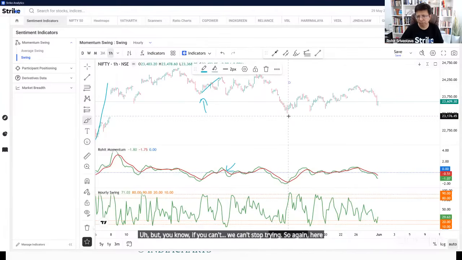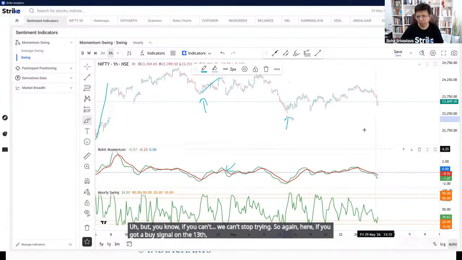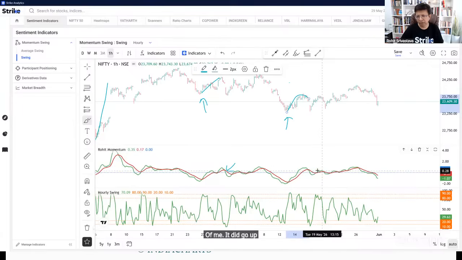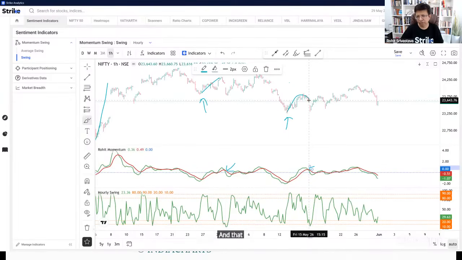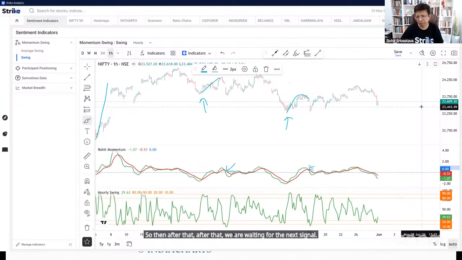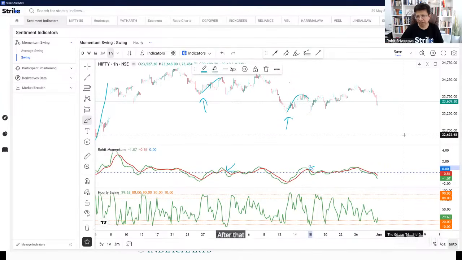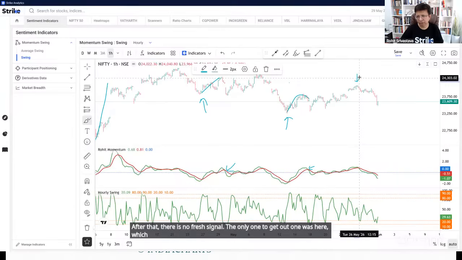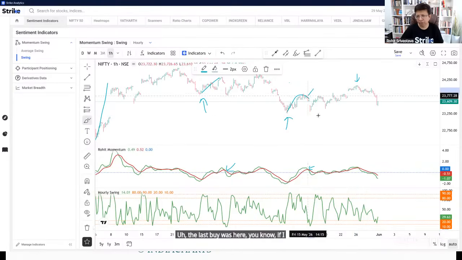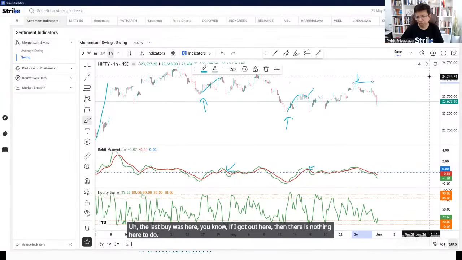So again, here, if you got a buy signal on the 13th of May, it did go up, but then it turned down. So it gave a sell signal here on the hourly, and that sort of gave up. So after that, we are waiting for the next signal. After that, there is no fresh signal. The only one to get out was here, which is at 8. The last buy was here. Now, if I got out here, then there is nothing here to do.